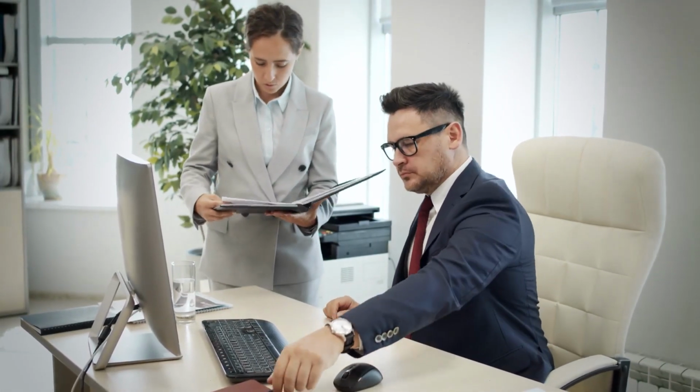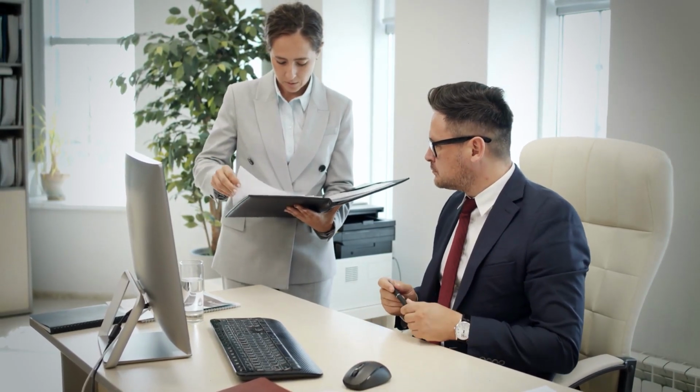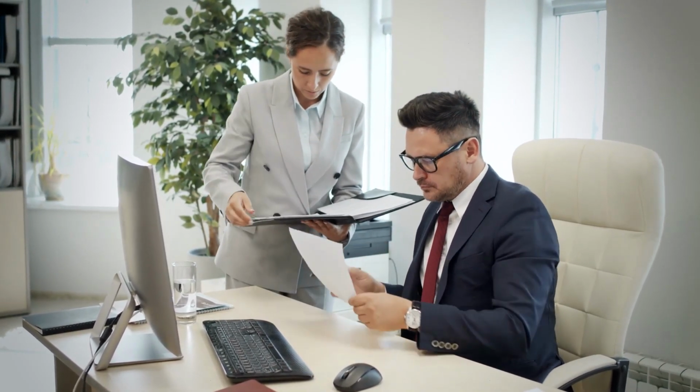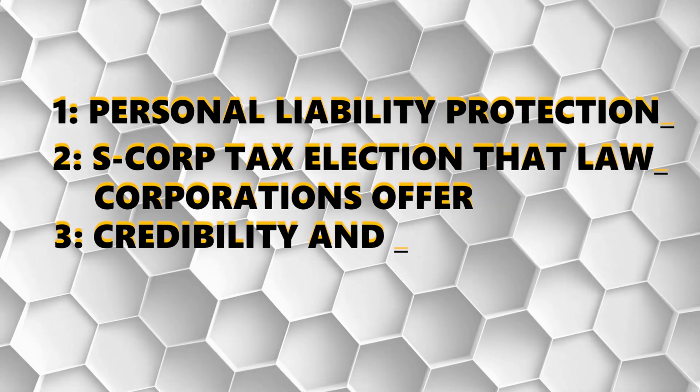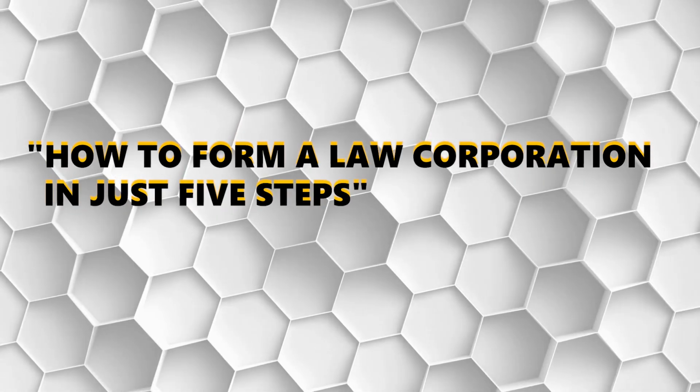Basically, once a law corporation is filed and fully registered with the Secretary of State, there will be a Form 2553, which will then have to be filed in order to elect the law corporation to be taxed as an S corporation. If you want to learn more about that, make sure you speak with a professional. And the third major reason is credibility and authority. With that basic general information out of the way, let's talk about how to form a law corporation in just 5 steps.